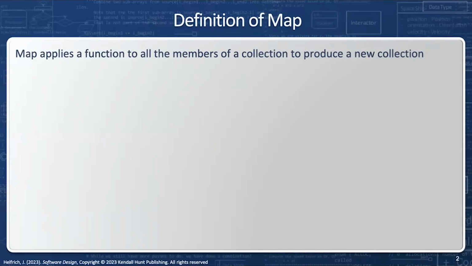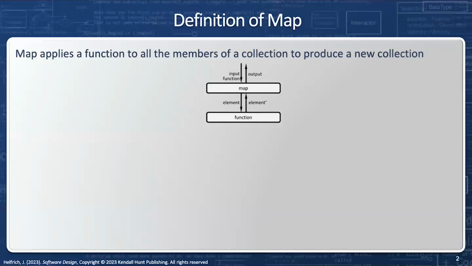So we'll start with a structure chart. Map is a function that takes an input, which can be a collection of elements, and then a function which we're going to apply to each member of that collection. And that function is going to be called by map itself. Map is going to take one element from that input, take the result, element prime, from that function and add it to a collection, and that whole collection will be returned as output.